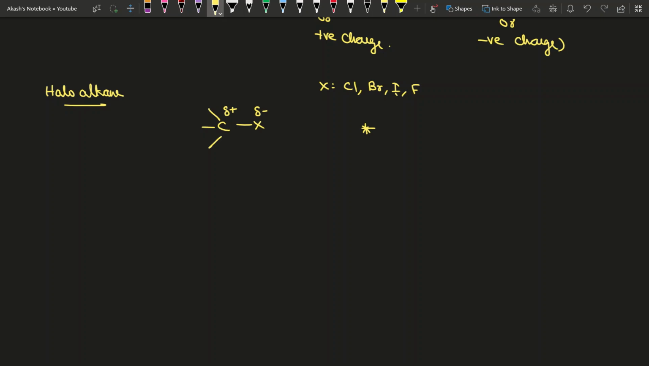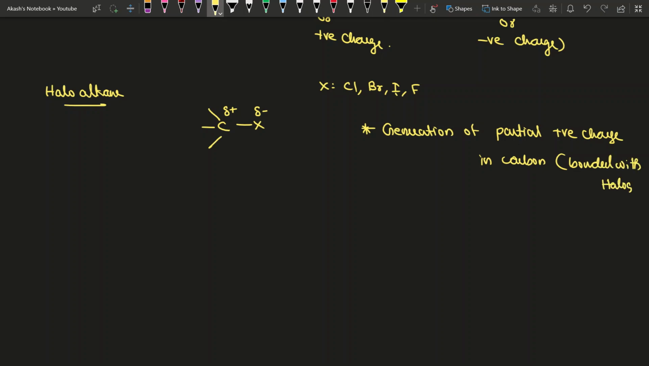So one reason is the generation of a partial positive charge on the carbon that is bonded with the halogen. Then another thing is that halogens are better leaving groups. The halogen will be cleaved as X minus.